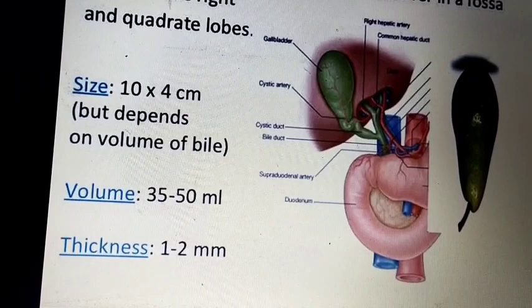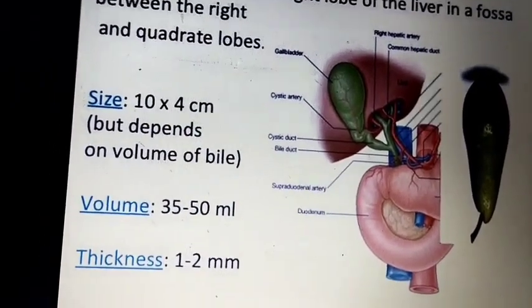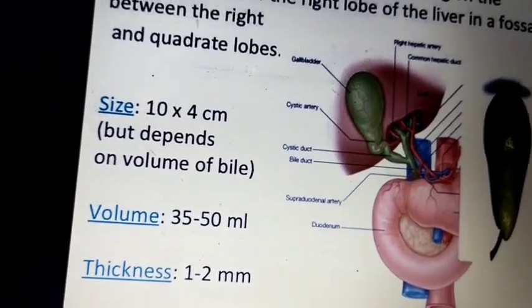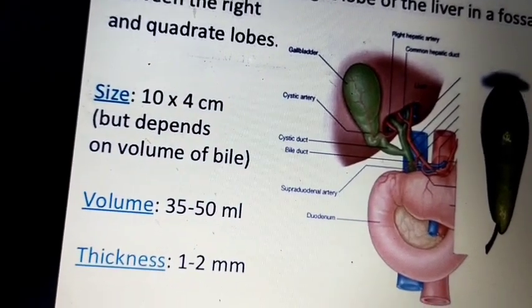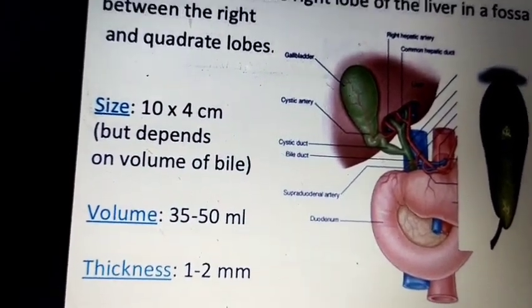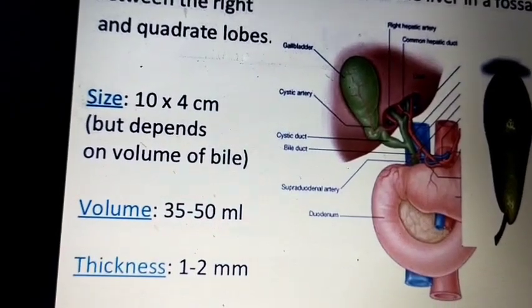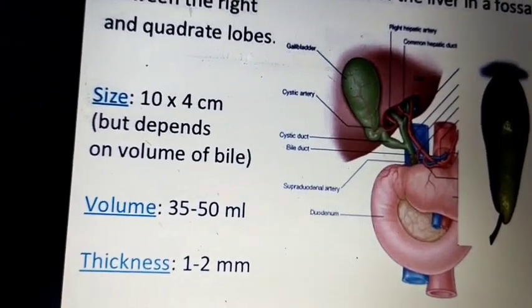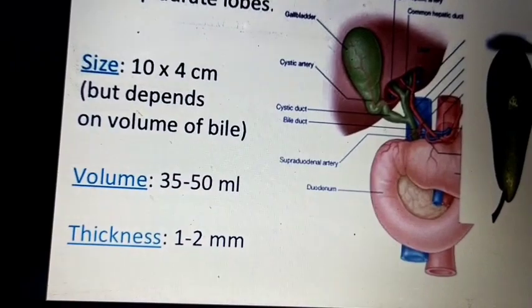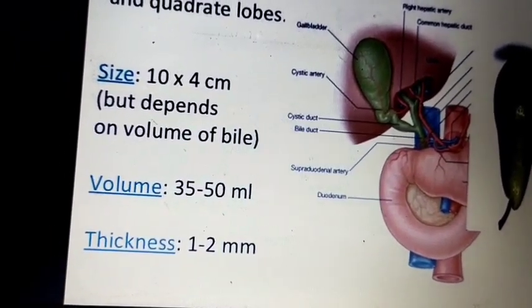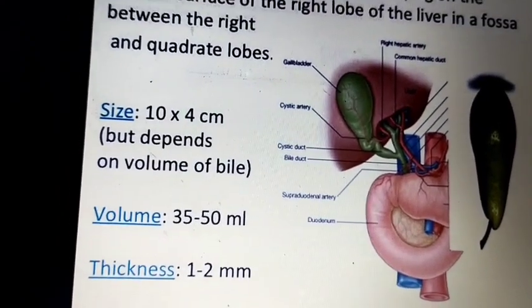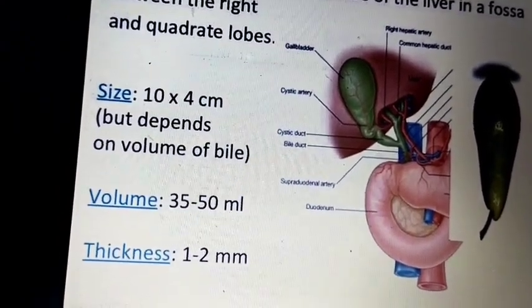It is approximately 7 to 10 centimeter in length and 4 centimeter in breadth. It contains a volume of 35 to 50 ml. The thickness of the gallbladder wall is 1 to 2 mm.